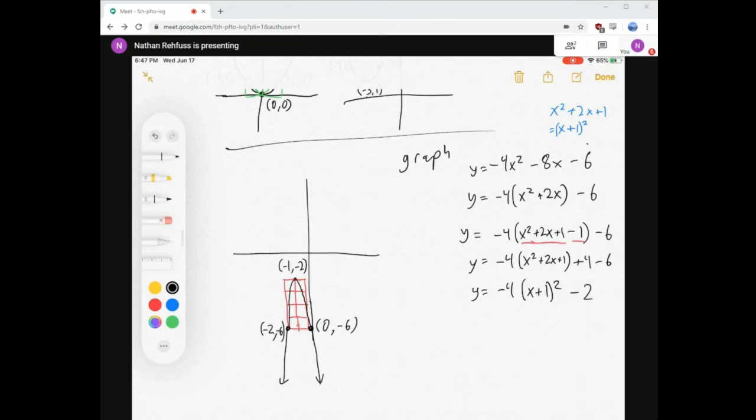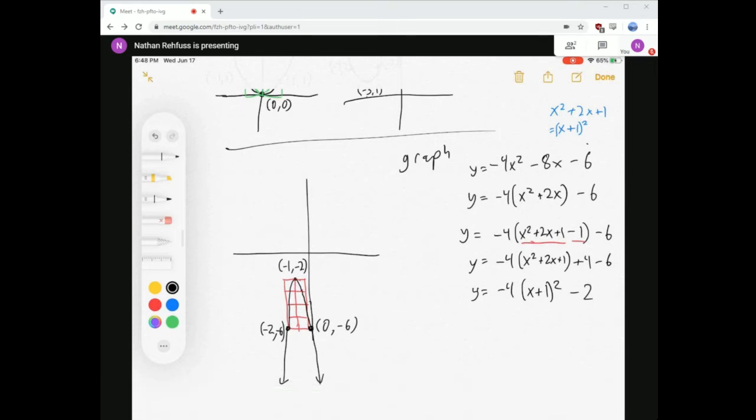One more thing about the vertex real quick. If the parabola is upside down like this, it's increasing until the vertex. The vertex is the local and absolute maximum, and then it decreases after. The vertex is also the turning point. But that point right there, we call it the vertex.